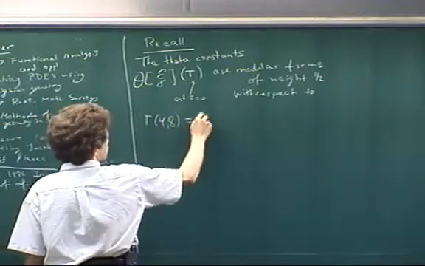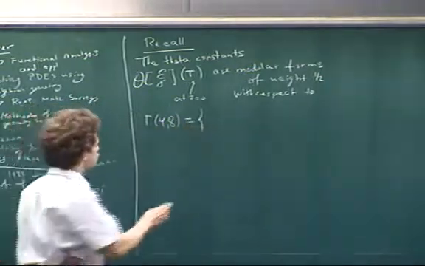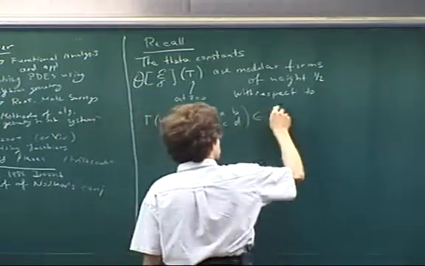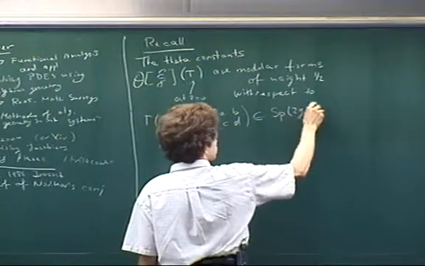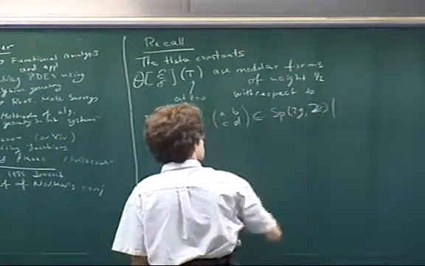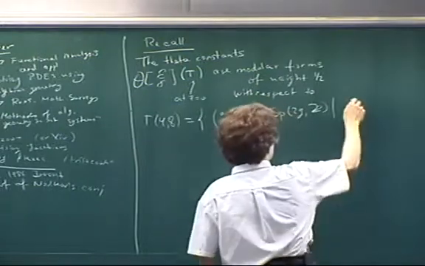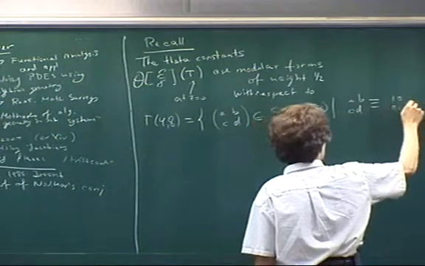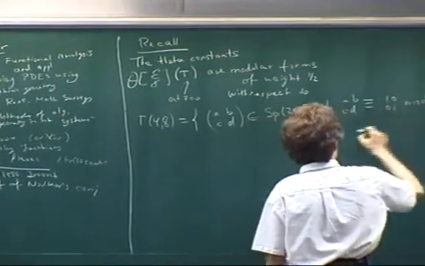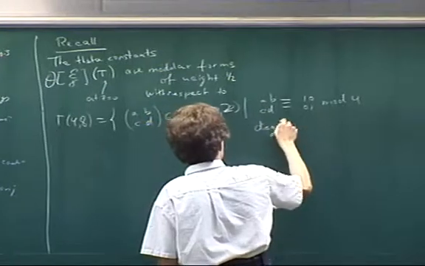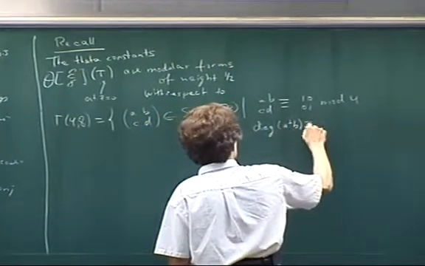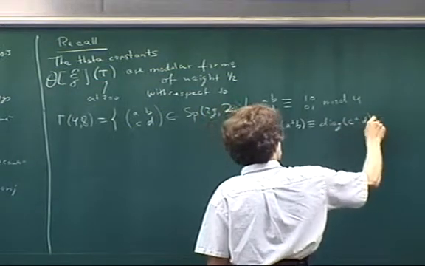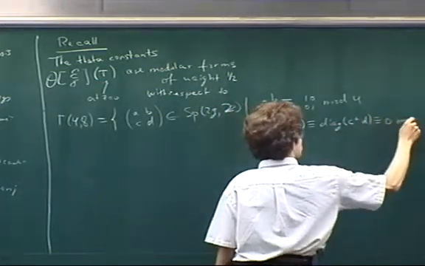And so let me write down the definition of it for the record. This is a set of matrices A, B, C, D in the symplectic group with integral coefficients such that A, B, C, D is congruent to 1, 0, 0, 1 mod 4, and the diagonal of A transpose B is congruent to the diagonal of C transpose D is congruent to 0 mod 8.